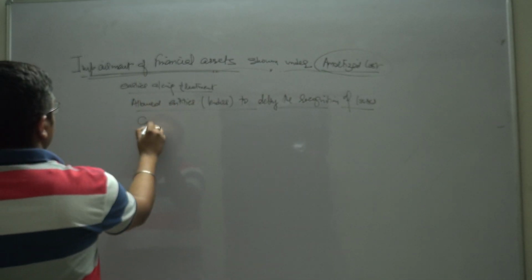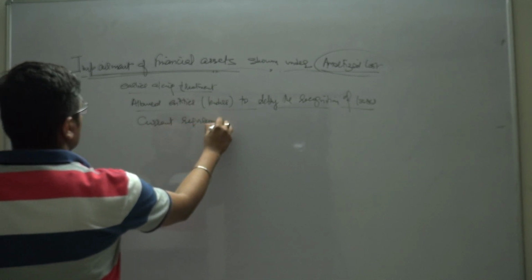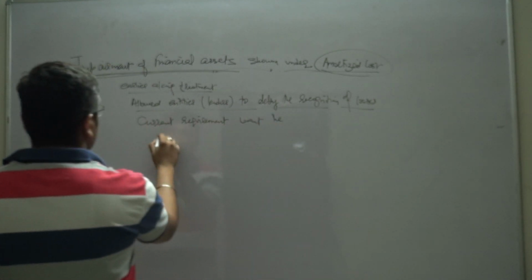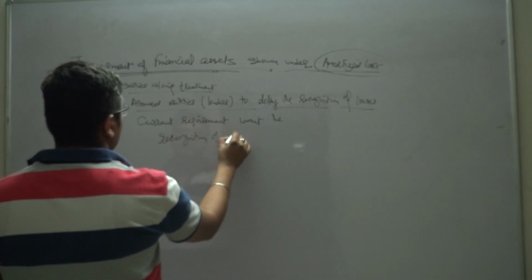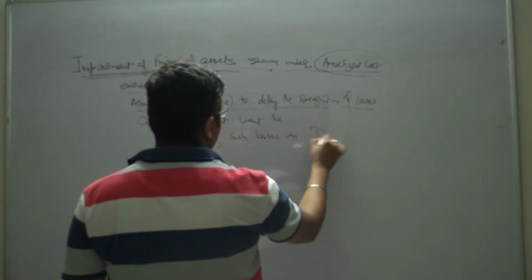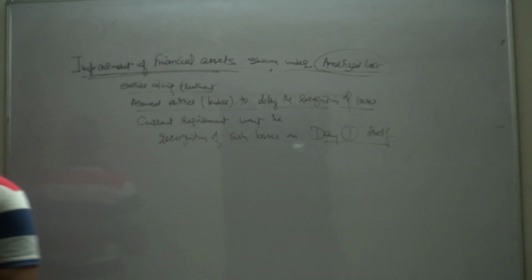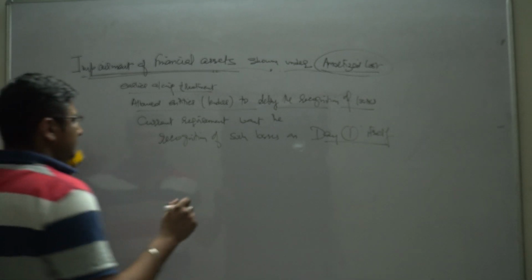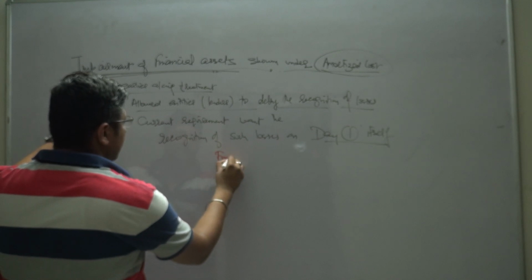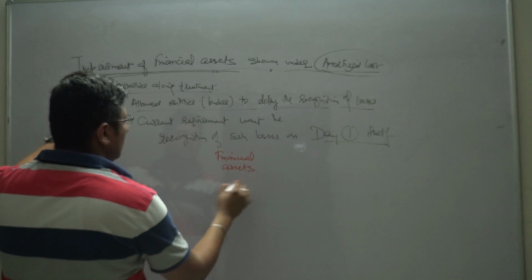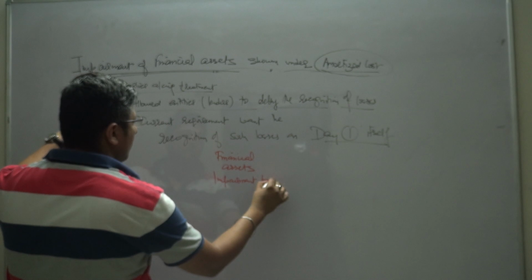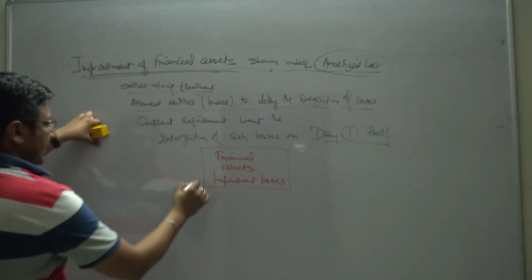We are saying the current requirements want the recognition of such losses on day one itself, right? The current requirements, the new accounting standards, suggest that such kind of losses need to be recognized on day one itself, right? So when I say that I'm looking at such kind of impairment losses to be recognized, we suggest that here we split the financial assets impairment loss again into two categories, right?